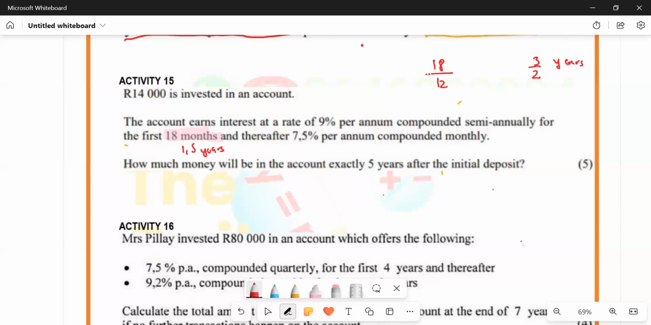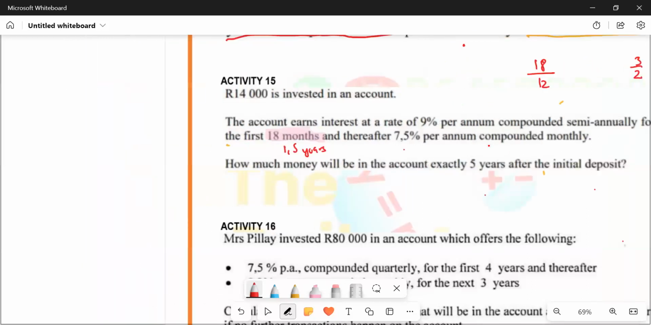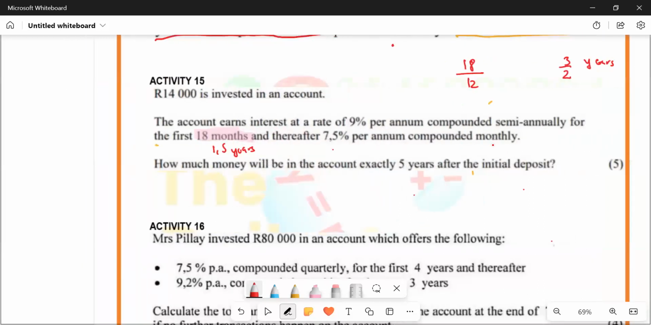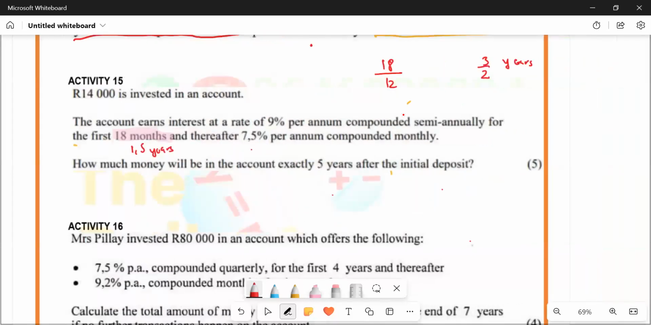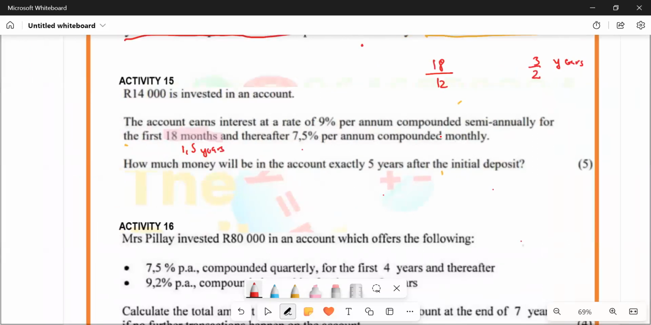We're going to invest our money for a certain amount of years. If we're given months, let's convert it back into years so that we know exactly how to deal with this. Then they say thereafter, 7.5% per annum compounded monthly. So let's draw a timeline. They ask how much money will be in the account exactly 5 years after the initial deposit.